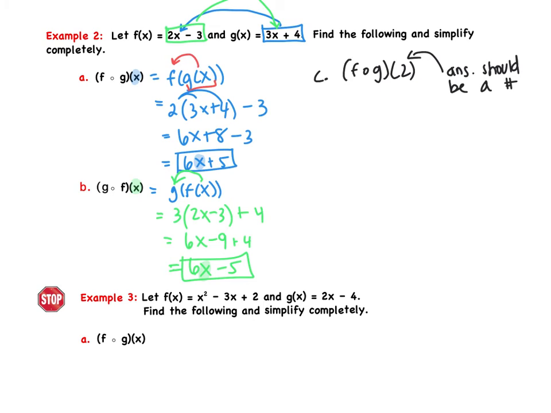Now, we have a few different ways we can go about this one. First way is we know f of g of x. F of g of x we found. So what we could do is we could just plug 2 in. So we could do 6 times 2, add 5. So 12 add 5 is equal to 17. That's one option if we already have f of g of x.